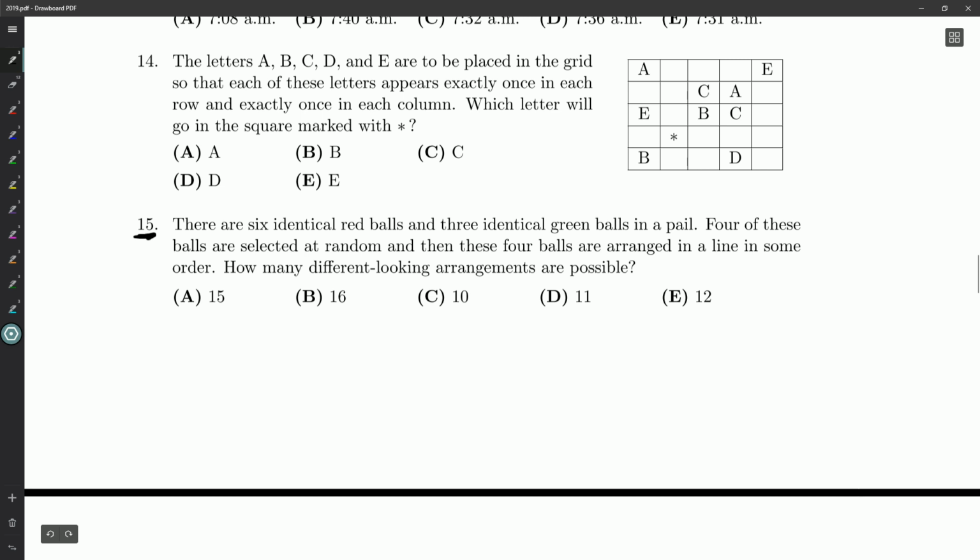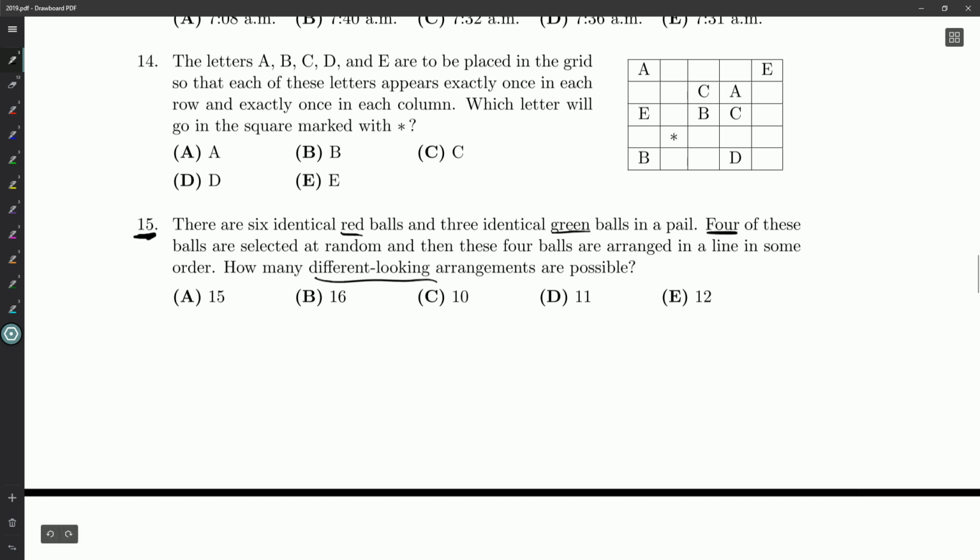There are 6 identical red balls and 3 identical green balls in a pail. 4 of these balls are selected at random, and then these 4 balls are arranged in a line in some order. How many different looking arrangements are possible? So the order of the balls particularly matters, but we can't tell 2 of the green ones apart, or 2 of the red ones, because we're told they're identical. Okay, so what can we do?